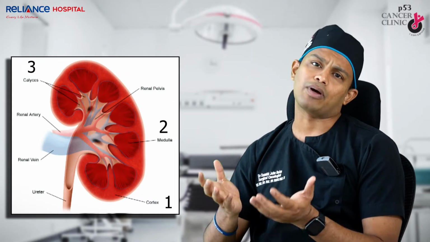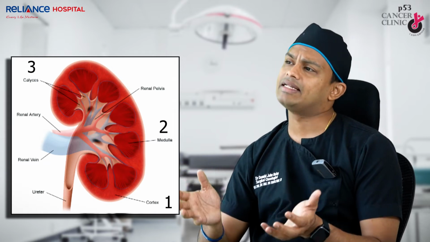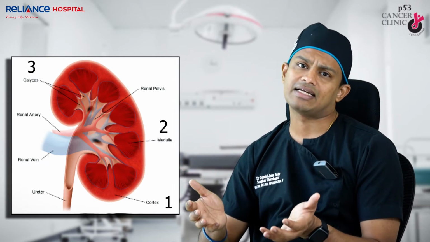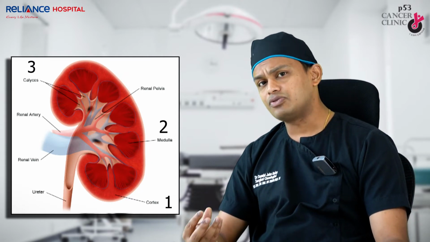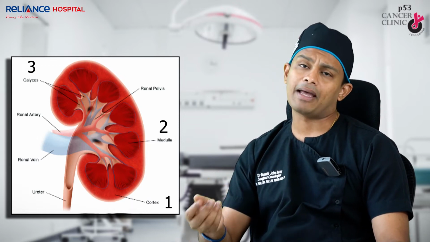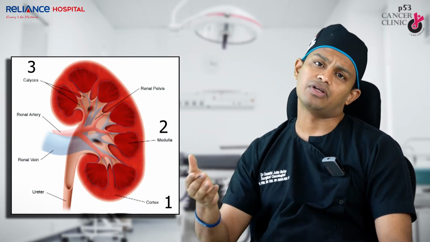Now, the calyx is the vessel where all the urine that has been concentrated and collected goes into the calyx, which is basically a funnel. This calyx then drains into the ureter, which is the pipe connecting the kidney to the urinary bladder. Now, most tumors arise from the cells of the cortex or the medulla. These are primarily called the renal cell carcinomas.